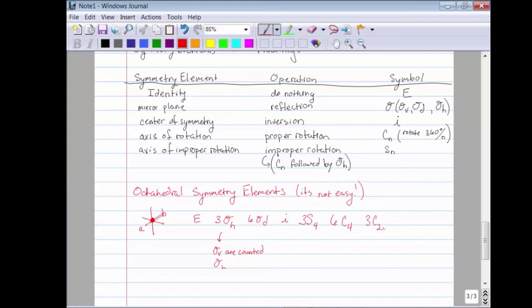And there's 2 more things that we didn't count. And one of them is the C3. There are 8 of them. These are hard to find. Can anyone find the C3? Find a triangle somewhere in there.